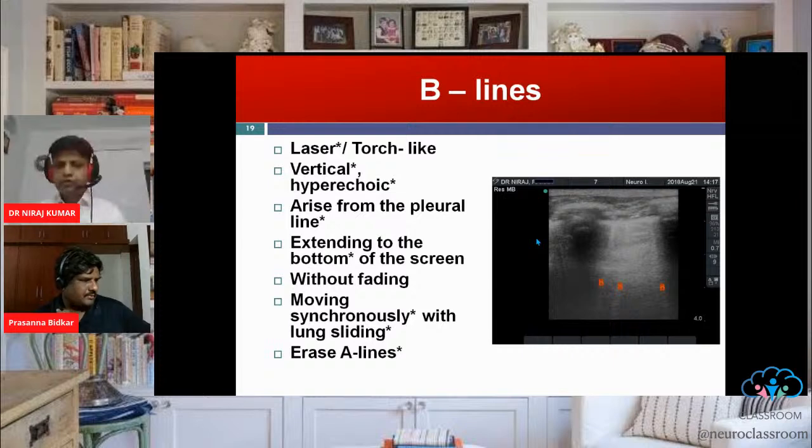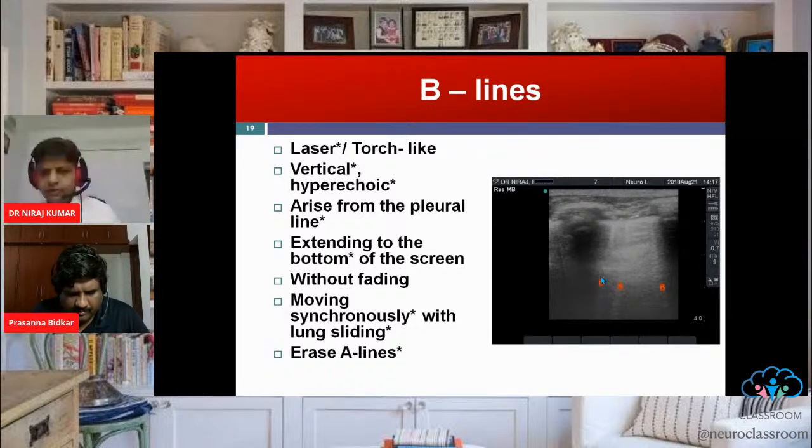So what are the B lines? B lines start from the pleura going to the bottom of the screen. They are laser-like or torch-like in appearance. They are vertical. They are hyperechoic. And they move synchronously with the respiration or this pleural sliding sign. And they erase A lines.